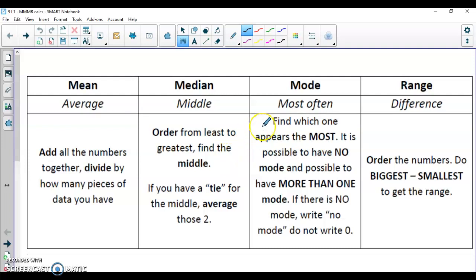If you have a tie, so if there's no true middle and there's just two numbers in the middle, what you do is you have to average those two to actually get your median, in which case your median is not actually a number that shows up in your data set.